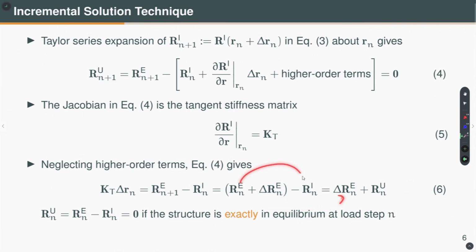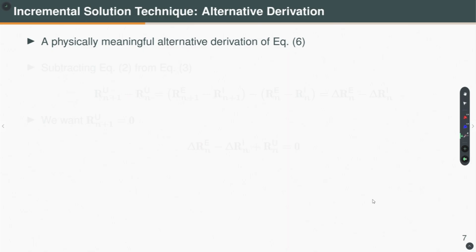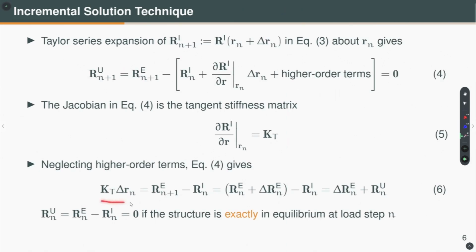Now, what is the difference between the two? Well, the difference between the two is the unbalanced force at the nth load step. If at the nth load step the structure is exactly in equilibrium, meaning that the unbalance is exactly 0, it will not happen, as you will see soon. So, if it is exactly in equilibrium, then this will be 0, otherwise it is non-zero. Okay. So, this is basically the derivation of the equation that we will be solving.